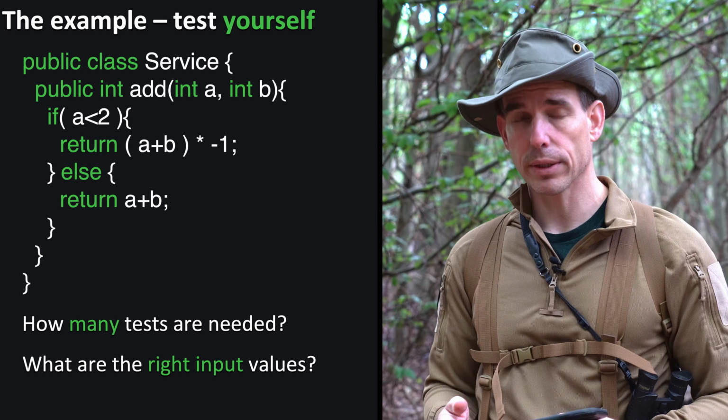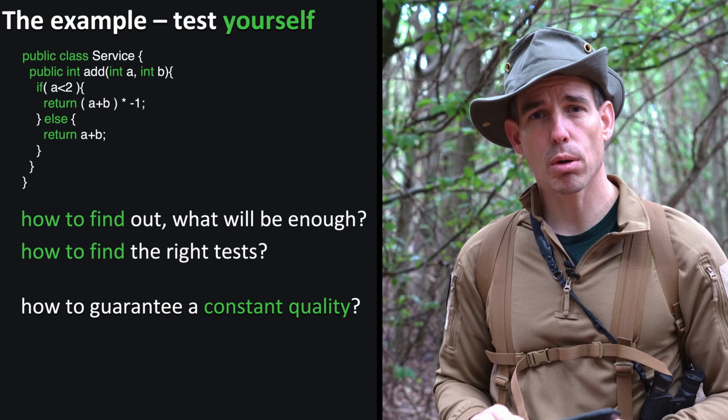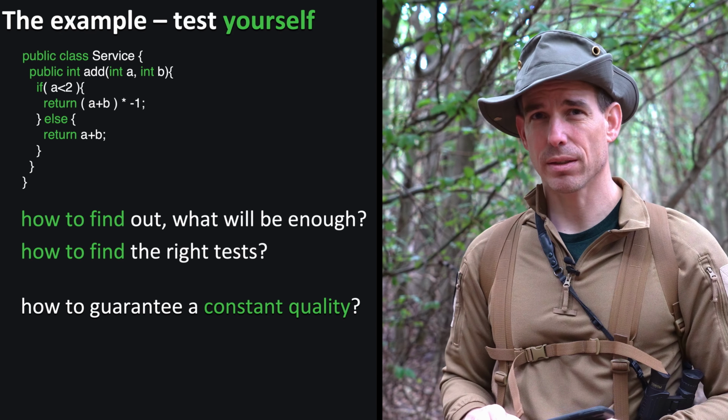Okay, I assume you wrote down already how many tests you need and what are the right input values. So the thing is, how to make sure that this is always the same, depending on, for example, the day you're working, the time you're working, if you're in a good mood, if you're in a bad mood. So how to make sure that if you're writing tests for this piece of code, that the quality of this one will be always the same. This is a tricky thing.